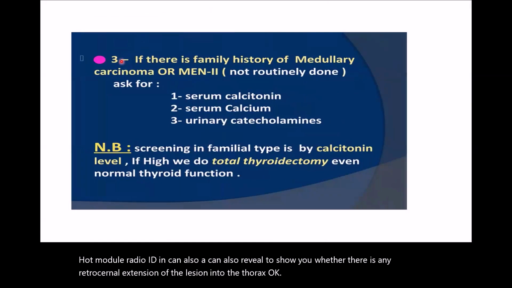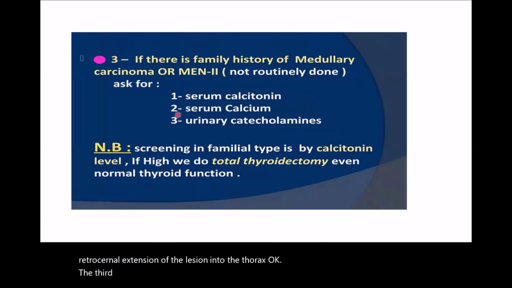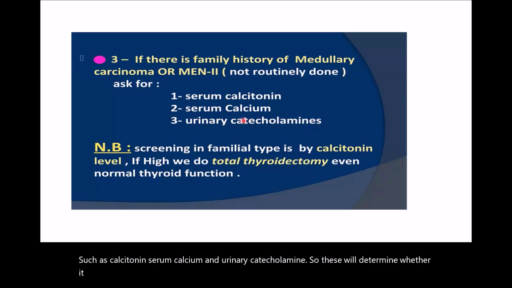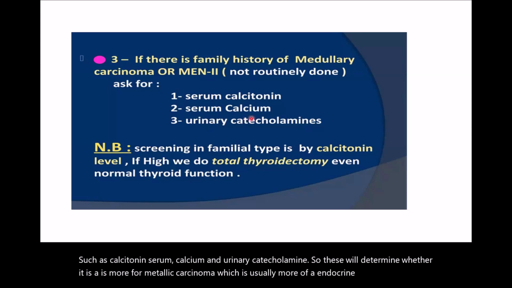The third one, family history, very important. Once you have this family history, you must do some serum markers, such as calcitonin, serum calcium, and urinary catecholamines. So these will determine whether it's more for medullary carcinoma, which is usually more of an endocrine type of cancer. Okay.